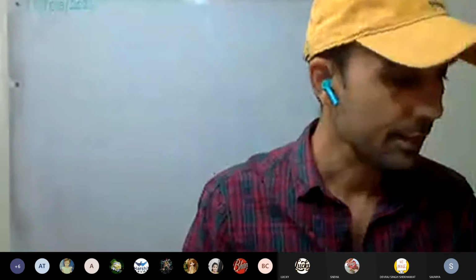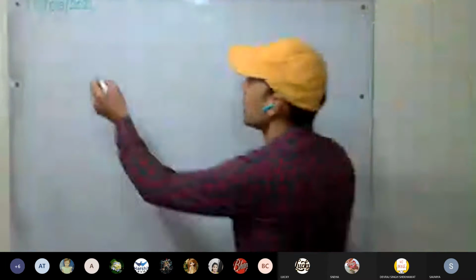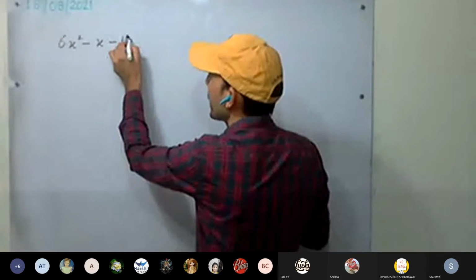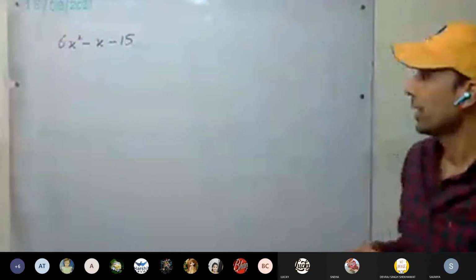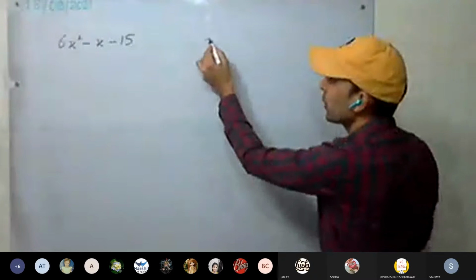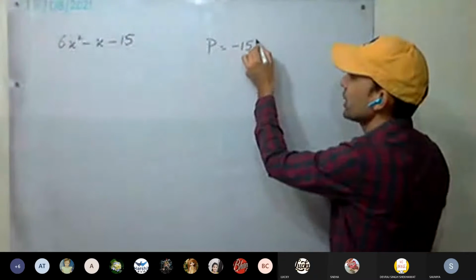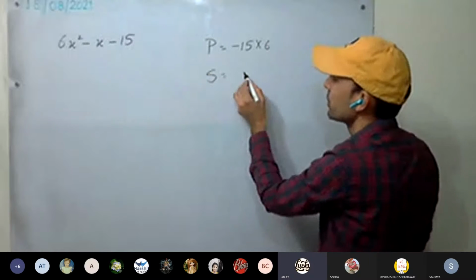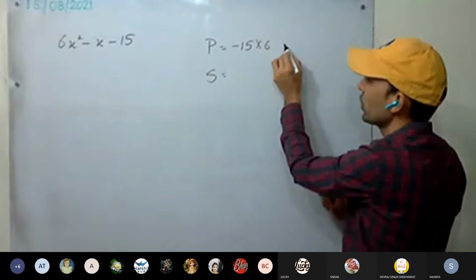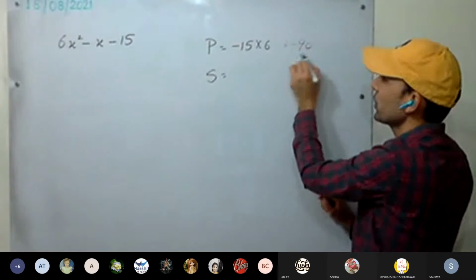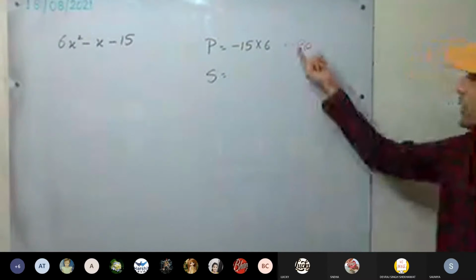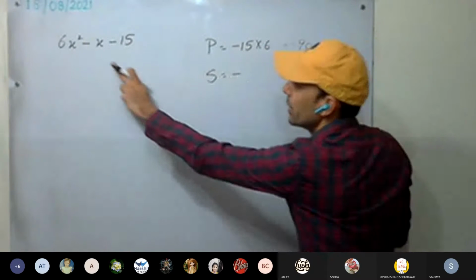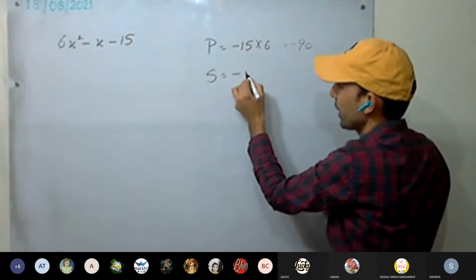So next is 6x square minus x minus 15. It means the product must be how much? Minus 15 into 6, minus 90. That's fine. If you don't want to write it, there's no need, because we don't require it. This we require. Sum must be how much? It is minus 1 into x. Minus 1.